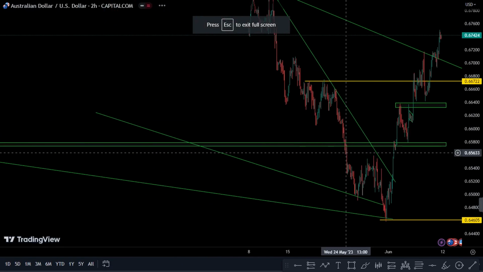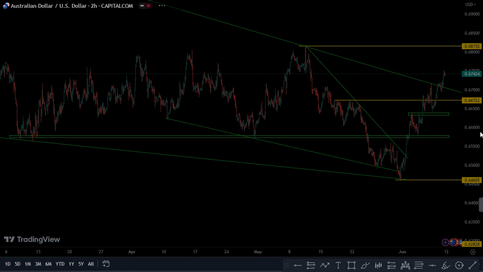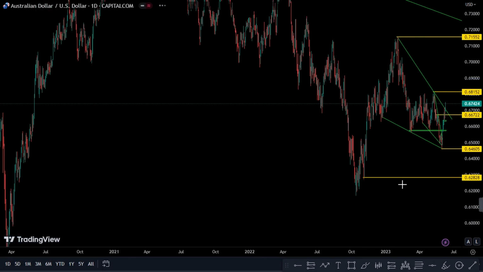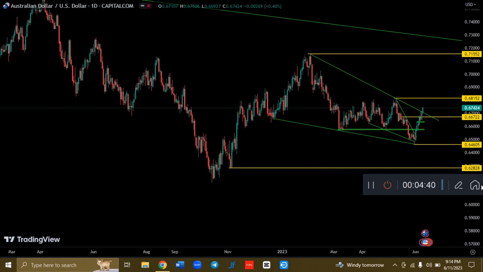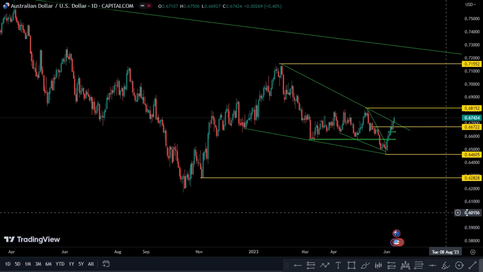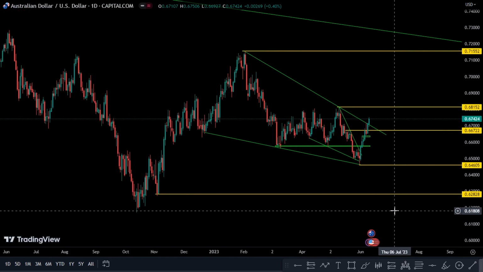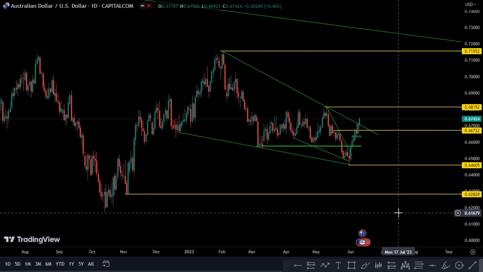Okay, and then let me just show you the entire analysis of this pair right here. You know how I trade confluence. I look at different aspects of the market in order for me to position myself where the market is most likely to perform at its best.